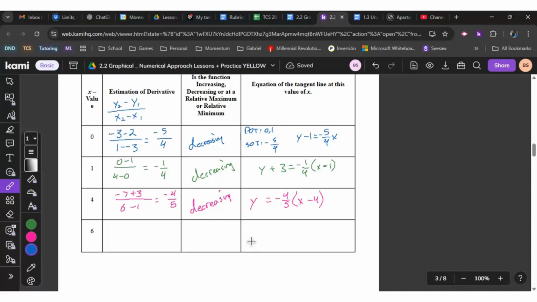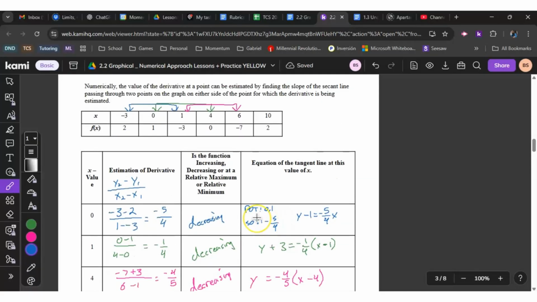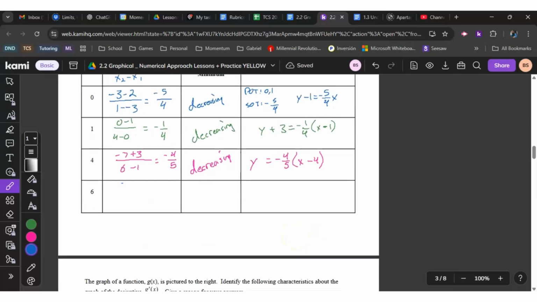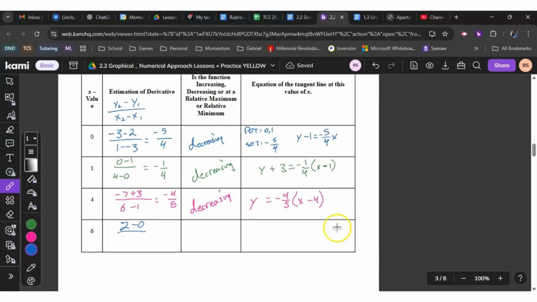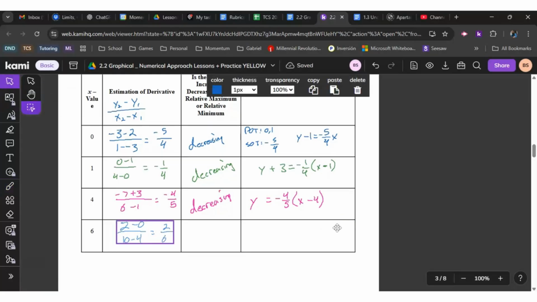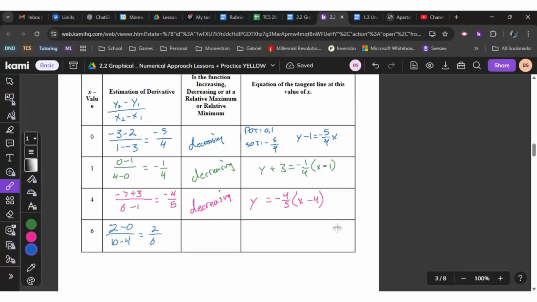One more. 6. So if I'm looking at 6, I want the 2 points on either side. So what is that? 2 minus 0, and 10 minus 4. Which is 2 over 6. Which is what? 1/3. Is that increasing, decreasing? Increasing. Finally.